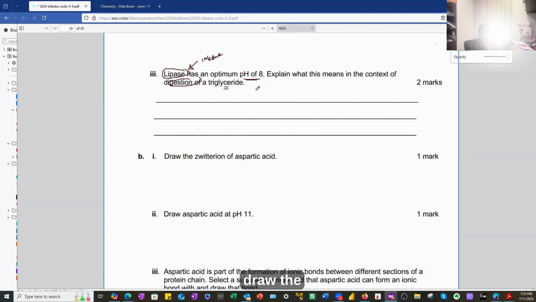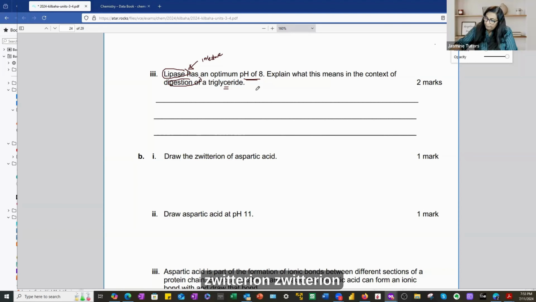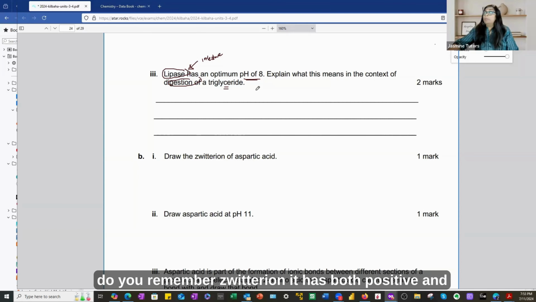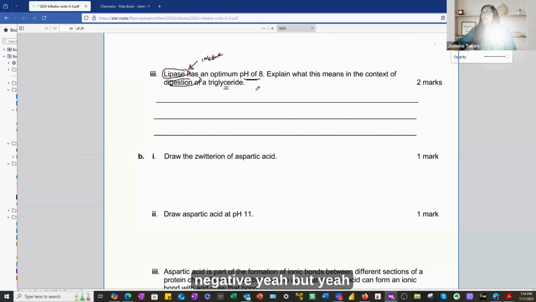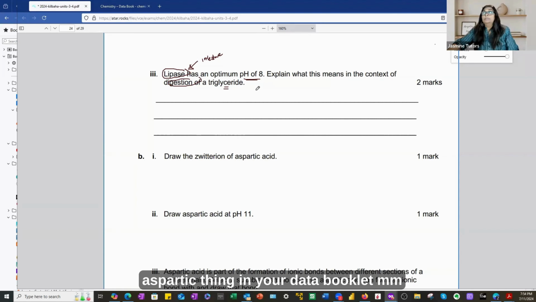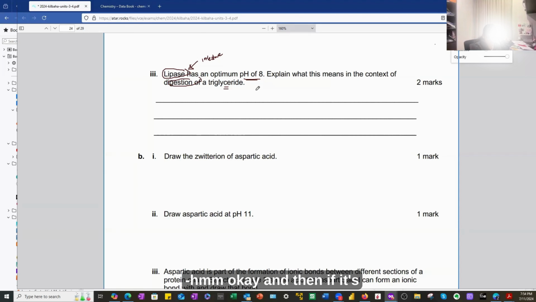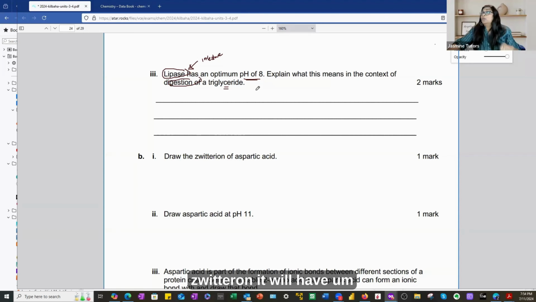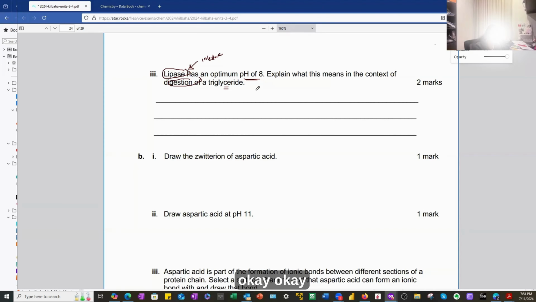Then draw the Zwitterion. What does it mean by draw the Zwitterion? Do you remember Zwitterion? It has both positive and negative. So go look for the aspartic acid in your data booklet. If it's a Zwitterion, it will have a neutral overall charge. It will have a positive and a negative. Know what I mean?